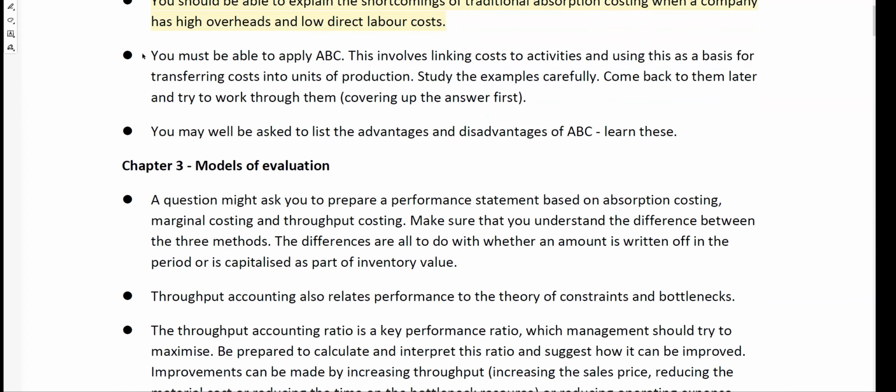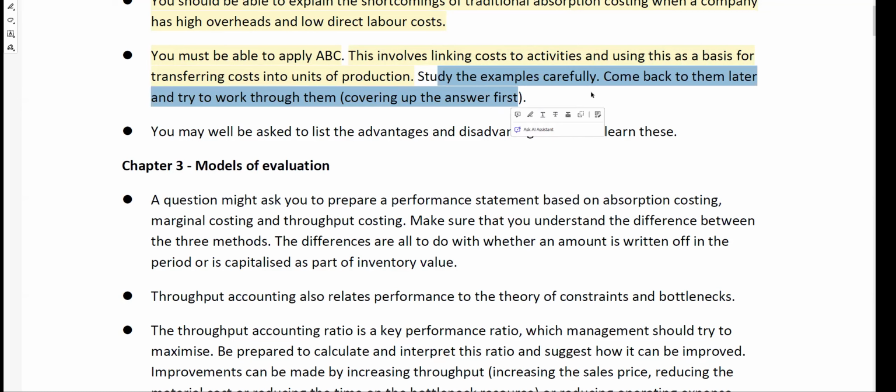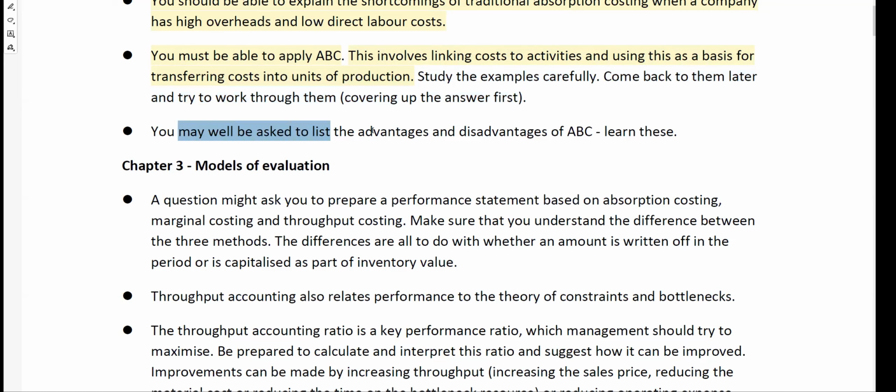Yes, please. You must be able to apply ABC. Can we do that? This involves linking cost to activities and using this as a basis for transferring cost to units of production. We just did that today. Study the examples carefully, come back to them later and try to work through them, covering out the answer first. We've done all this. You may also be asked to list the advantages and disadvantages of ABC.